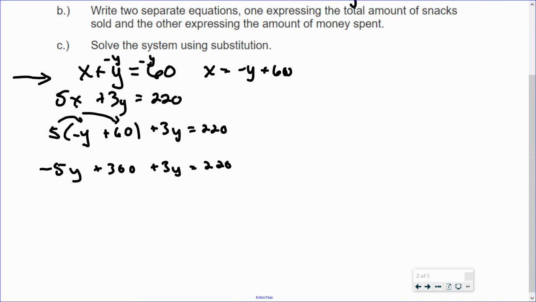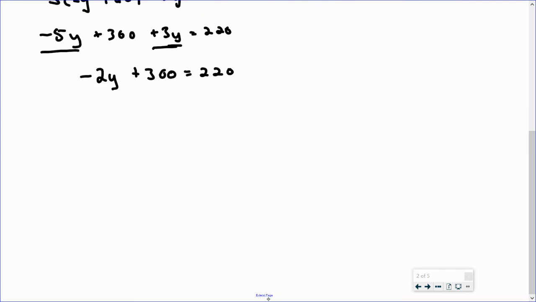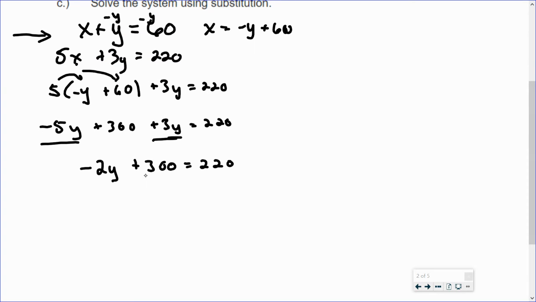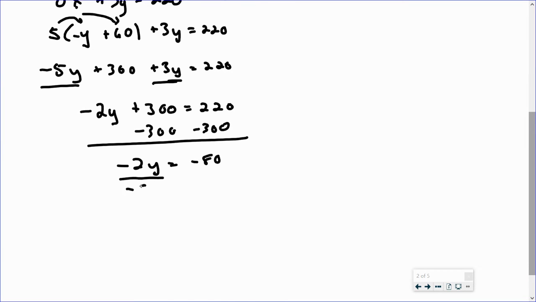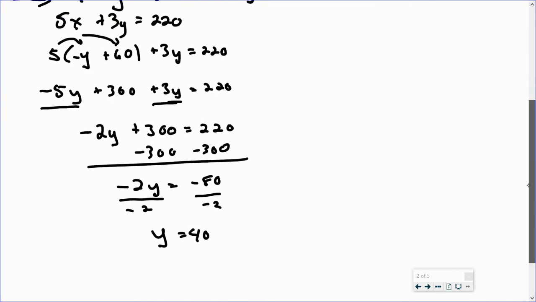All right? Now, I start to look at this. What catches my eye? What do I want to move and mess with first? What catches my eye is I have two variables, two y's on the same side. So let's combine those. Negative 5y plus 3y is negative 2y. Okay, now I'm getting better. So now from here, let's get rid of this 300. Let's subtract 300 from both sides. Okay, looks good. Now let's divide both sides by negative 2. Okay, so I get a y value of 40.